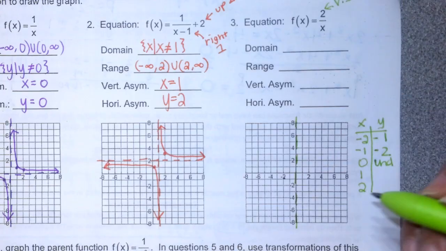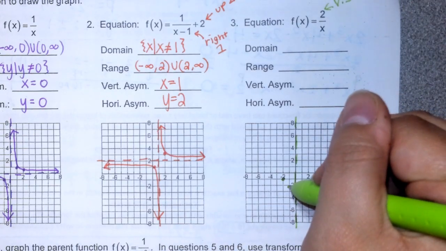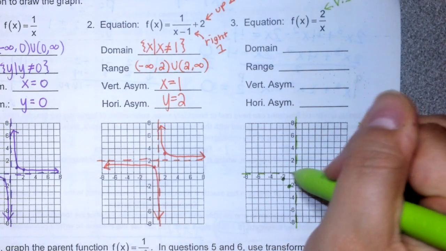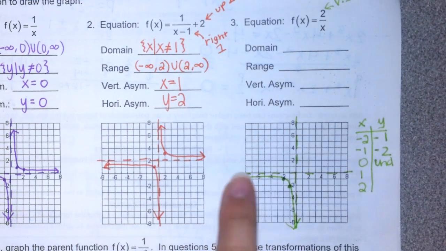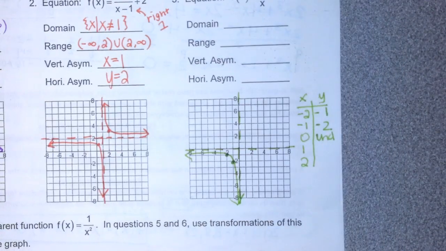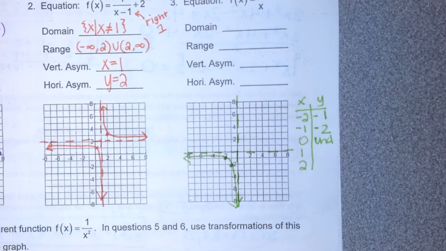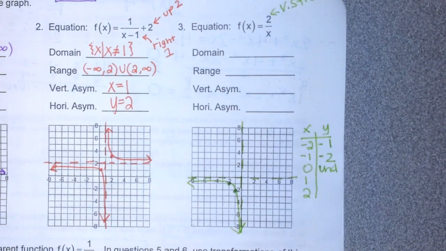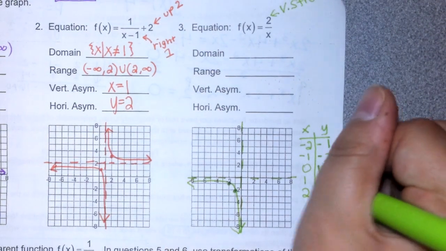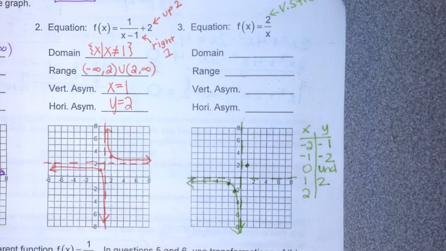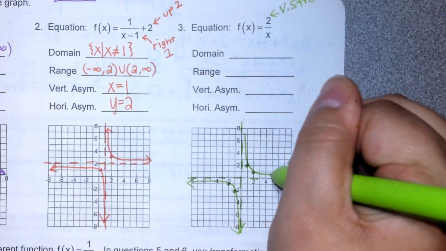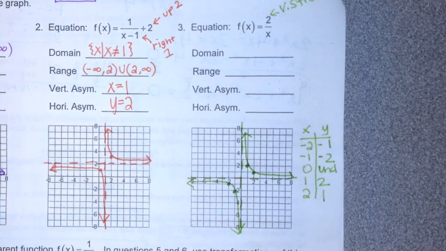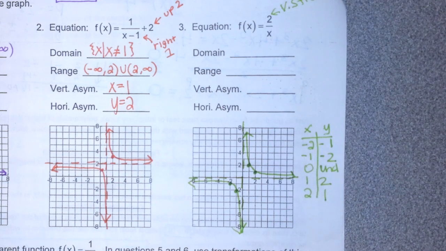Negative 2, negative 1, negative 1, negative 2. And we know this didn't shift up at all. So we know the horizontal asymptote is going to be on the x-axis as well. What if I plug in 1 to this equation? What's 2 divided by 1? 2. So at 1, 2 is a point. And 2 divided by 2? So this just made it a little bit stretched from my origin. That's all it did.